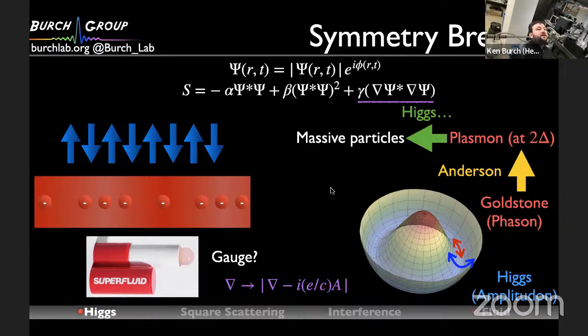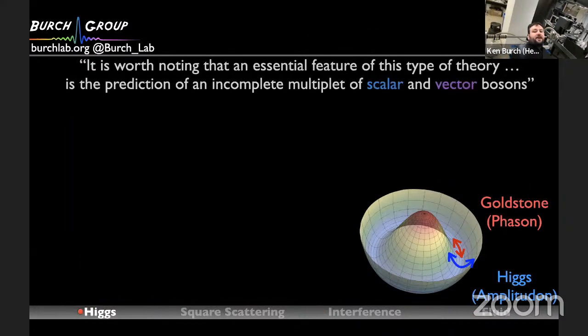Okay, but nonetheless, Higgs himself pointed out that an essential feature of his theory is the prediction of this incomplete set of scalar and vector bosons. And in fact, extensions of his theory to high energy have pointed out that this Higgs doesn't have to be scalar. If you have additional symmetries being broken, it could certainly be a vector case. So condensed matter has been one of the most fruitful places to find such modes.